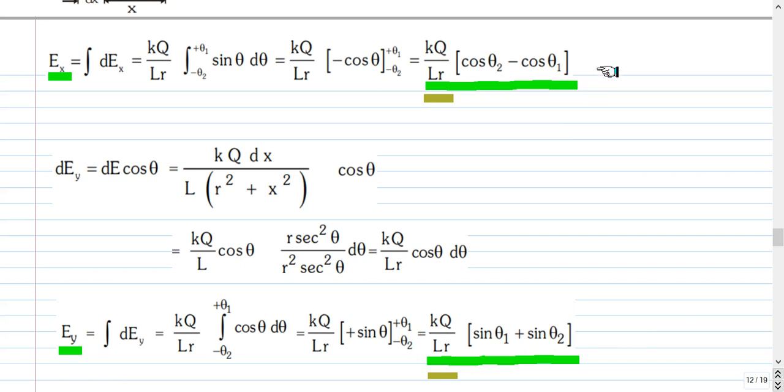The way to remember this formula is: electric field due to an infinite line charge is k into lambda by r, where k is 1 by 4 pi epsilon naught, and into 2. So here, due to a finite line segment, k into lambda is q by L, and 1 by r, and there is a factor because of the finiteness of the line segment, which is cos theta 2 minus cos theta 1. Similarly, electric field in the y direction is k into lambda, which is q by L, and then 1 by r into this factor, sine theta 1 plus sine theta 2.